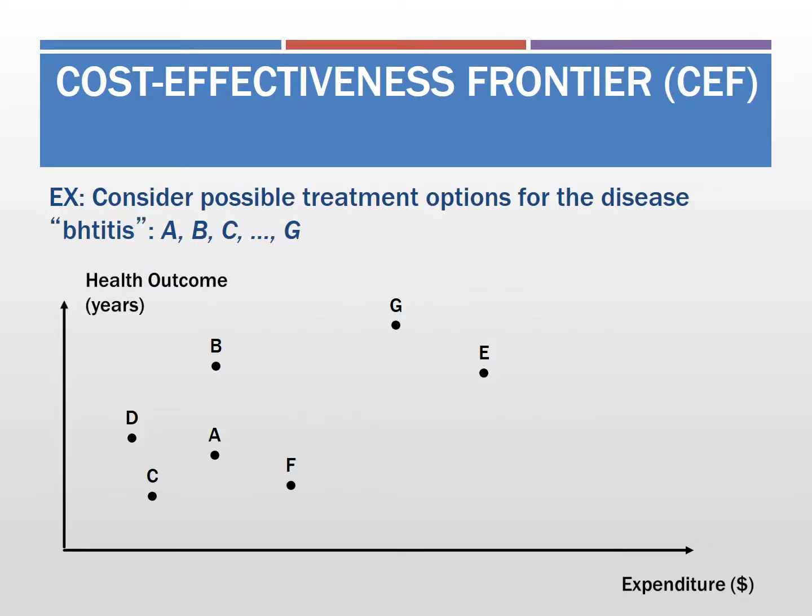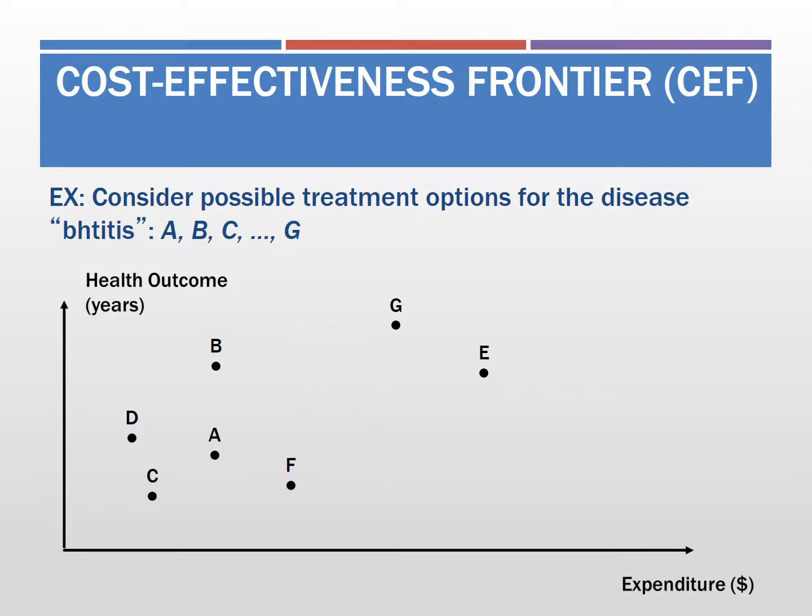So let's suppose we have 7 different treatments available for one particular disease called hepatitis. Consider the options A, B, C, D, E, F, G. So there are many different treatments for this one disease, and they involve different costs and different outcomes. In this case, let's say the benefit is the extension of years lived with this disease.